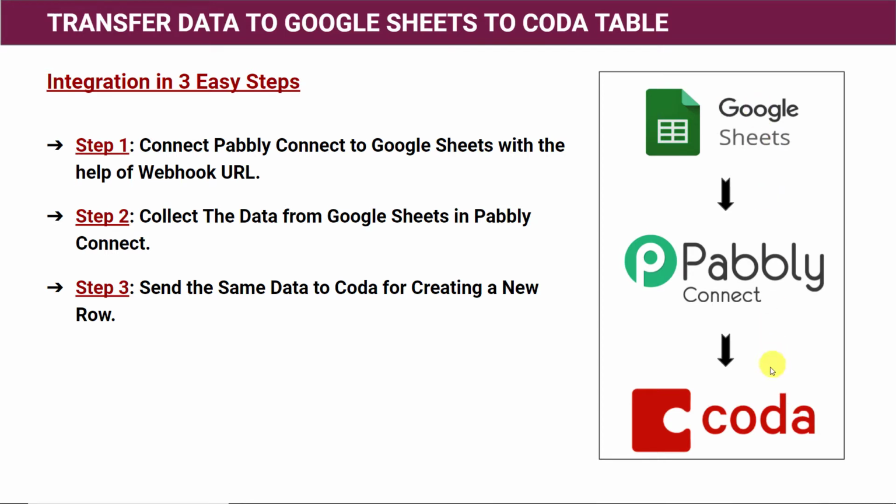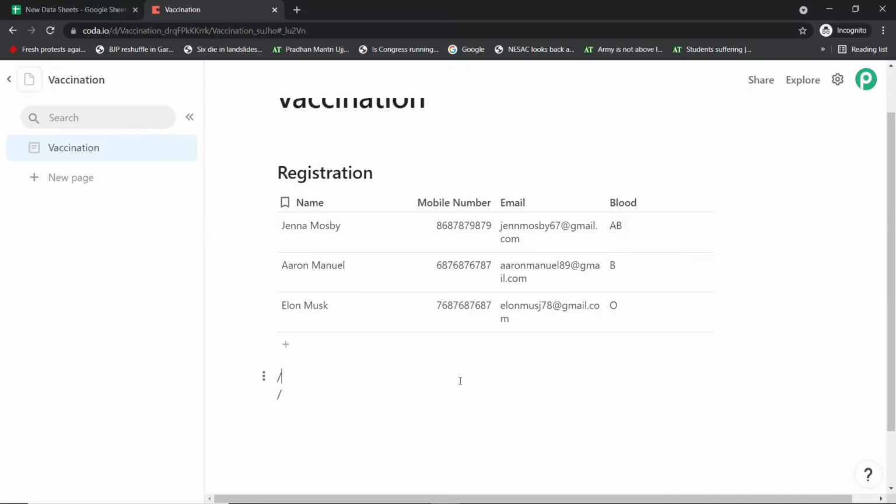Now the integration is very easy. The importance of creating this integration is once you build this workflow, all you have to do is just sit back and relax. Because anytime a new data row is added in Google Sheets, it will automatically add a new row in Coda. Awesome. Okay, so this is how the integration will work.